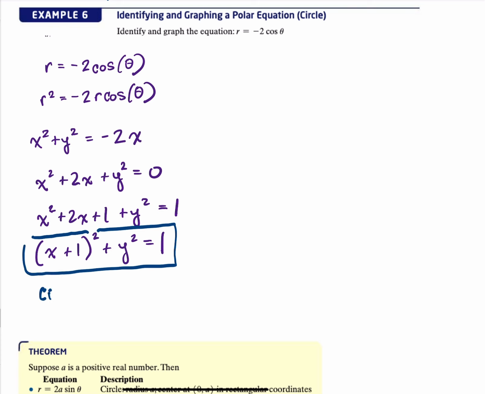So this is a circle, this time centered at the point -1, 0. It's always like it flips in sign. If it's positive in here, it'll show up as a negative in the center point. And the radius will be 1, because the square root of 1 is 1.